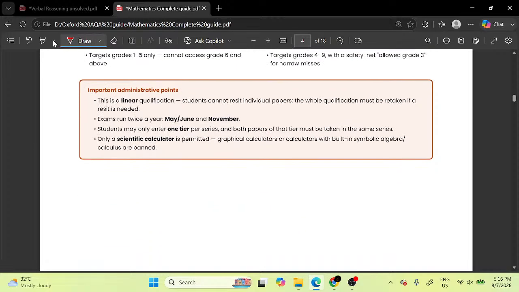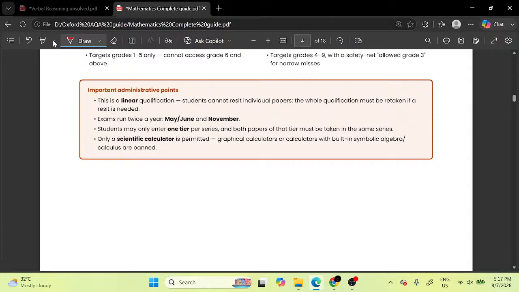Okay, so over here we'll discuss what it means that Oxford AQA is a linear qualification. Linear qualification means students cannot resit individual papers. The whole qualification must be retaken if a resit is needed. Exams run twice a year, May/June and October/November. Students may only enter one tier per series, and both papers of that tier must be taken in the same series. So in the same session you have to give both of the papers.